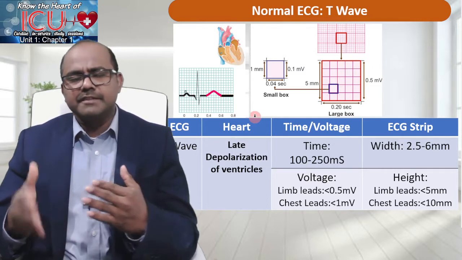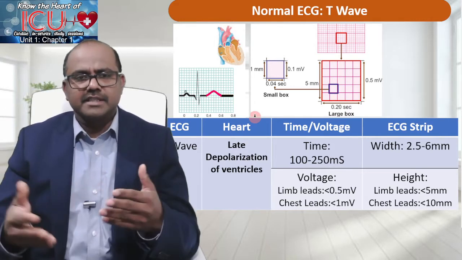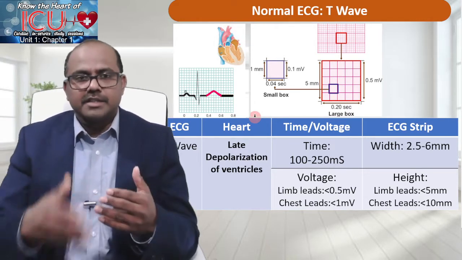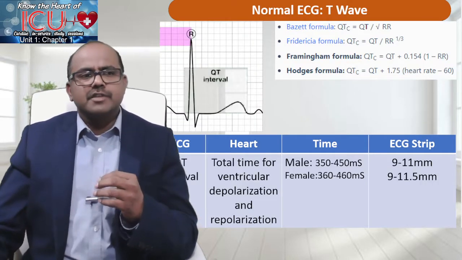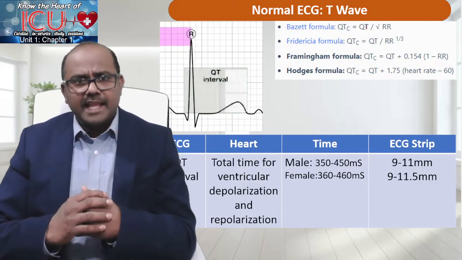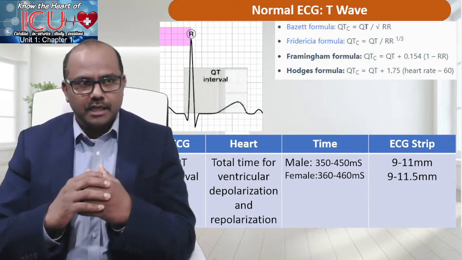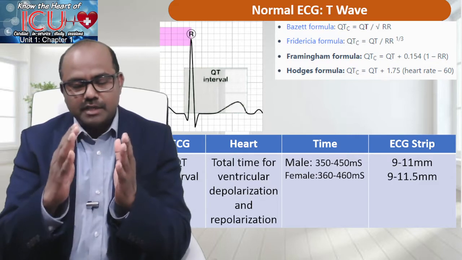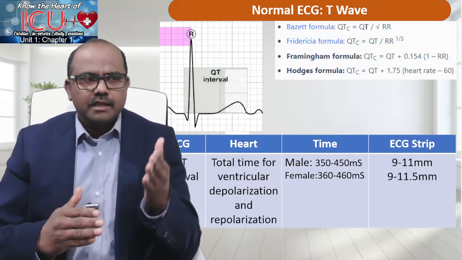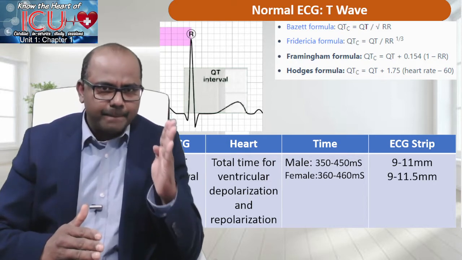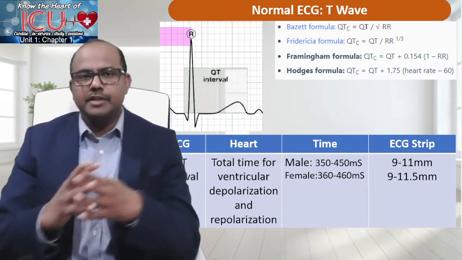If in limb leads it is more than 5 mm, that's your high peaked T wave, or in chest leads more than 10 mm, it's called your tall T wave. So these are the normal waves of your ECG. And there's one more thing that's important among the normal intervals, that is your QT interval. Your QT interval is from the beginning of the QRS complex till the end of your T wave.